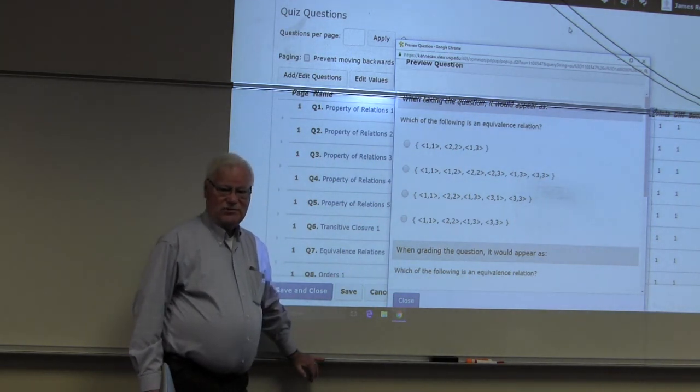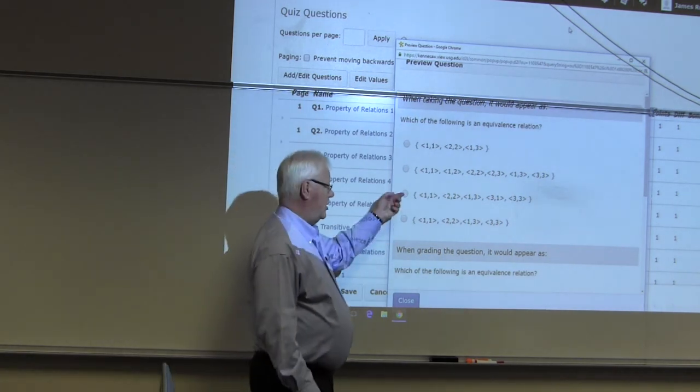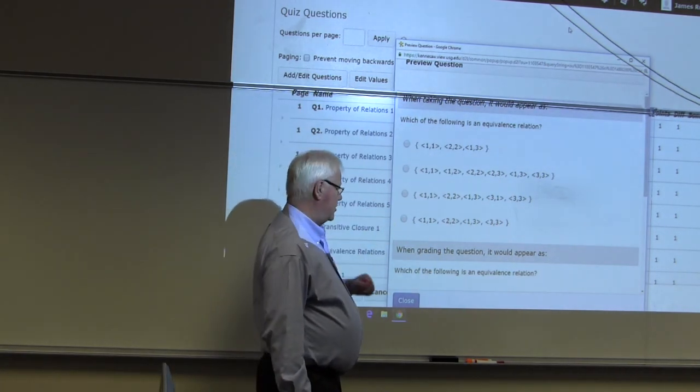You can tell me, is that one transitive? Yes. And why? The if statement is false. The first part of the if statement is false, isn't it? I don't have the beginnings of a chain here. So it is transitive.